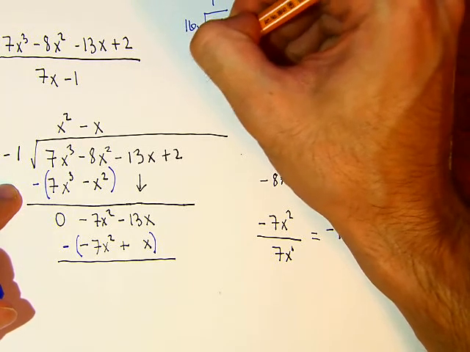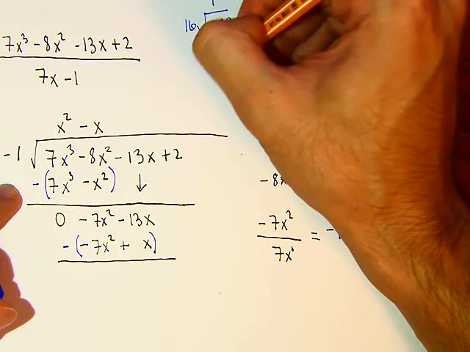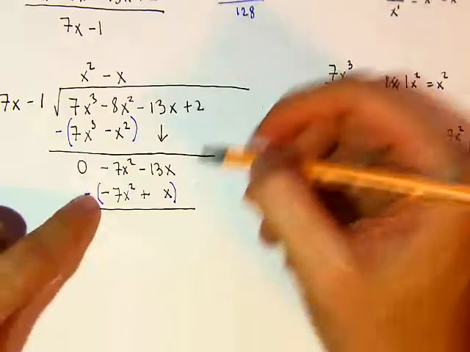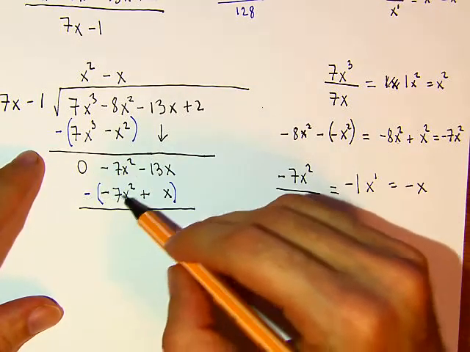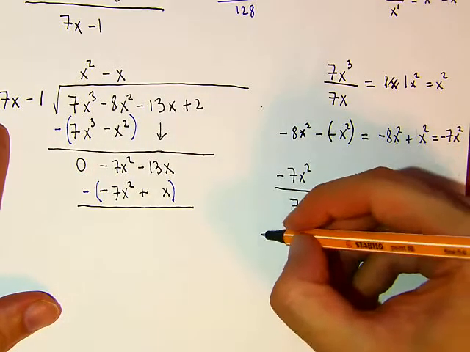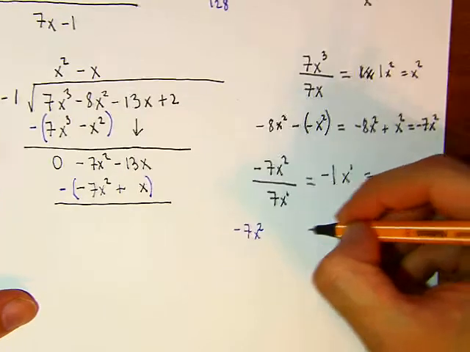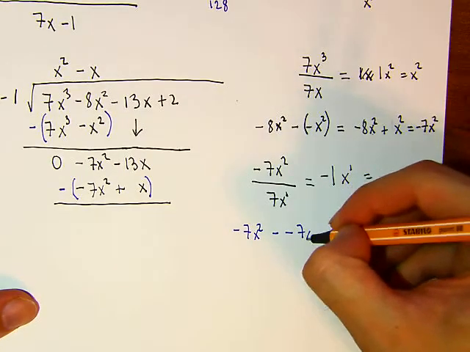Right? So this was what? 1, 12, 8. Yeah? You're always doing that. Okay, so here you have negative 7x squared minus a negative 7x squared. So this is negative 7x squared minus a minus 7x squared.